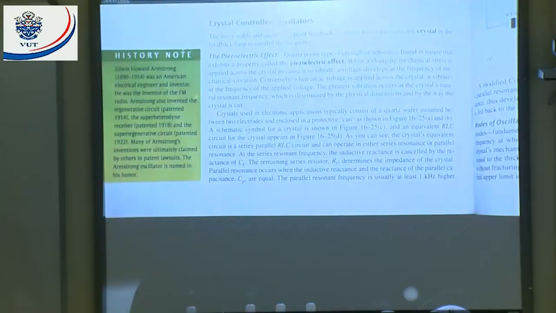As you can see, the crystal equivalent circuit is a series-parallel RLC circuit and can operate in either series resonance or parallel resonance. At the series resonant frequency, the inductive reactance is cancelled by the reactance of C3. The remaining series resistor RS determines the impedance of the crystal. The parallel resonance occurs when the inductive reactance and the reactance of the parallel capacitance CP are equal. The parallel resonant frequency is usually at least 1 kHz higher.